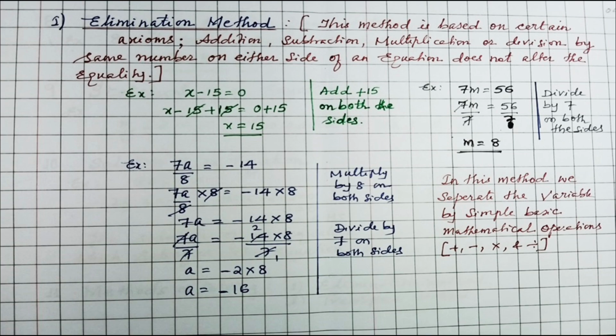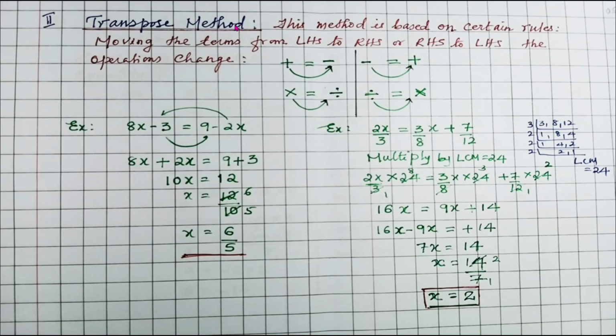But there is a second method, that is called the transpose method, and this method is based on certain rules, that when we move from LHS to RHS or RHS to LHS, the sign changes. Plus becomes minus, multiplication becomes division, subtraction becomes sum or addition, and division becomes multiplication. This change in signs you have to remember and apply in solving the equation.